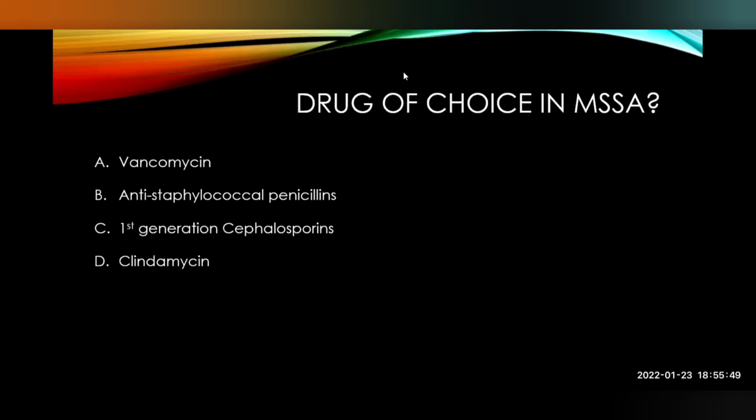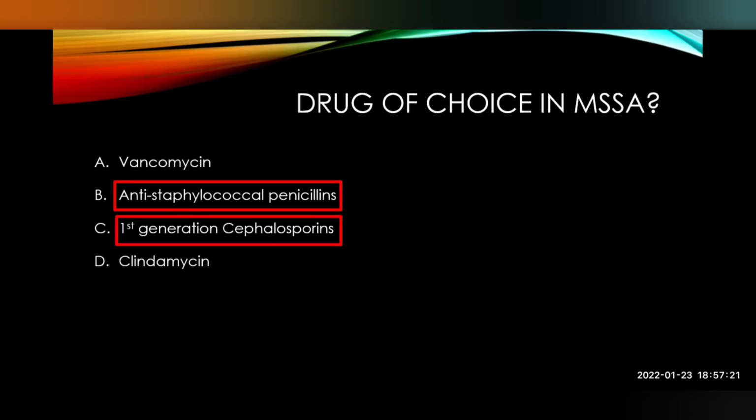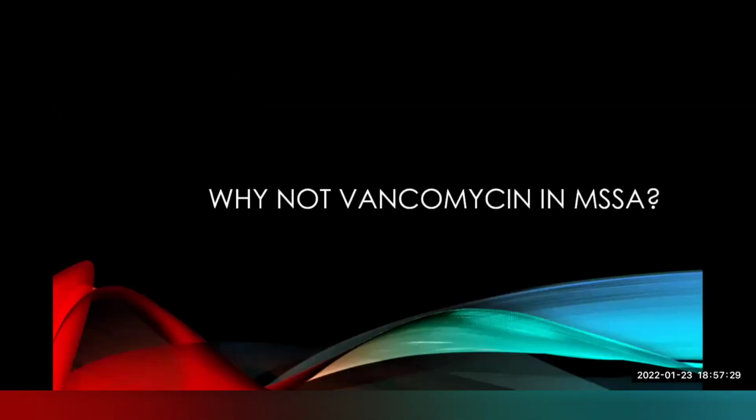So this brings us to the next question. What is the drug of choice for MSSA? The drug of choice for MSSA is your anti-staphylococcal penicillins, and now there is increasing evidence that a first generation cephalosporin like cefazolin could also be considered one of the drugs of choice. So why not vancomycin? I have got this question many times.